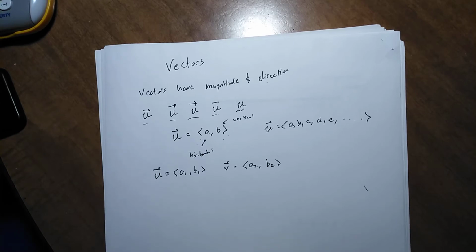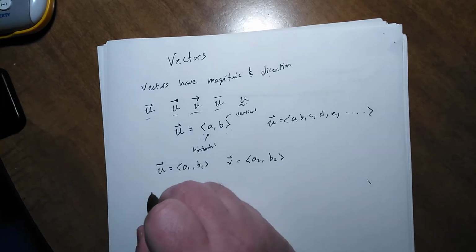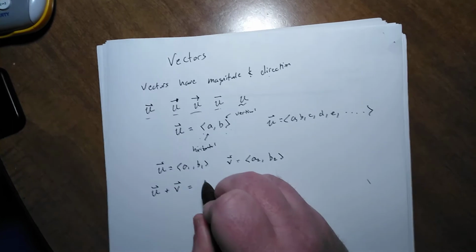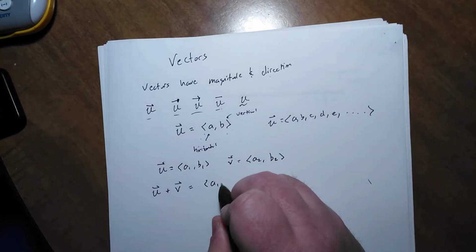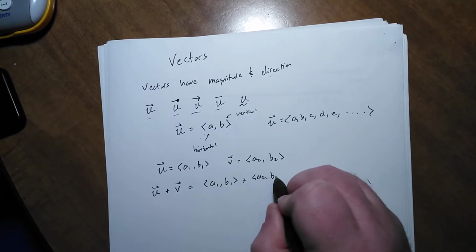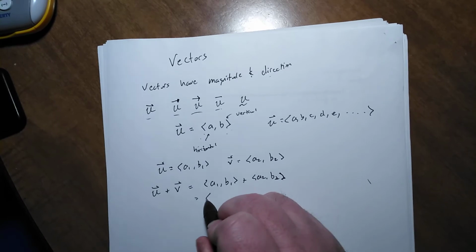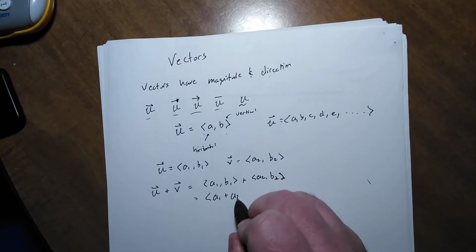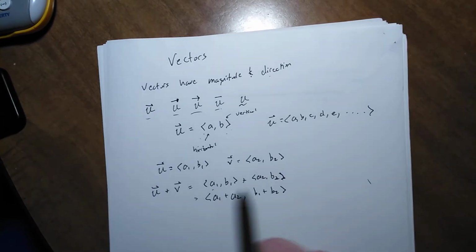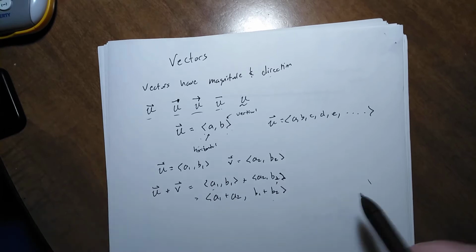So these are our vectors, and then we're going to add them. This is vector addition, and it's simply going to be <a1, b1> plus <a2, b2>. The way you would add them is exactly the way you think you should add them: <a1 plus a2, b1 plus b2>. We add the horizontals together, we add the verticals together, and we have our new vector.